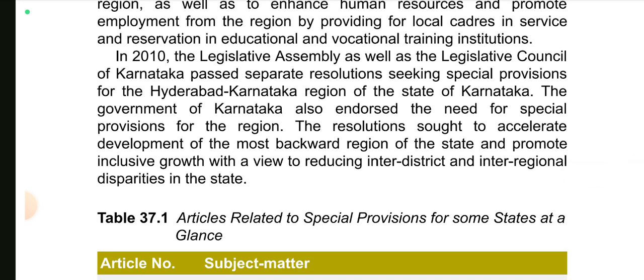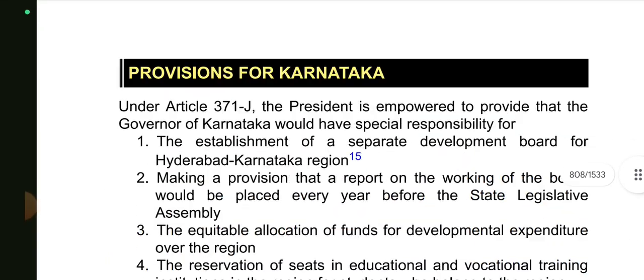In 2010, the Legislative Assembly as well as the Legislative Council of Karnataka passed separate resolutions seeking special provisions for the Hyderabad Karnataka region of the state of Karnataka. The government of Karnataka also endorsed the need for special provision for the region. The resolution sought to accelerate development of the most backward region of the state and promote inclusive growth with a view to reducing inter-district and inter-regional disparities in the state.